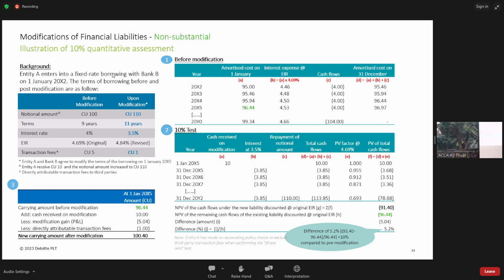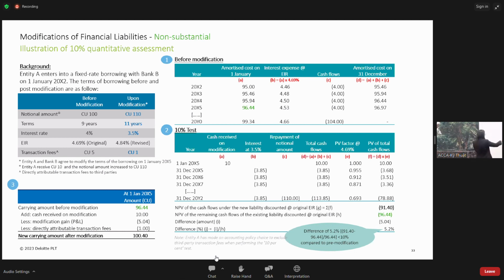And then the directly attributable transaction fees to third parties. We are saying the transaction fees are all directly attributable, so these are transaction costs. If I were to do an amortization for my original loan, this is how it will look. I didn't plot 9 years because I don't have space, so I will show you years 2, 3, 4, 5. And why I stop at 5 is because I want to show you that on the opening of 1st Jan 20X5, which happens to be my modification date, my carrying amount was 96.44, after I do my computation table.